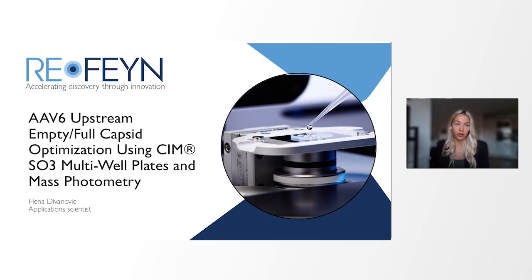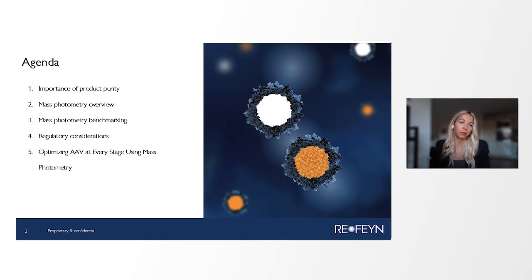I'm Henna, application scientist from Refeyn, and today we'll be talking about AAV6 upstream empty full capsid optimization using CIM SO3 multi-well plates and mass photometry. I will explain the importance of product purity and then go into a mass photometry review. What is mass photometry and how does it compare to the other methods? What are regulatory considerations in this process? And how can you use mass photometry to optimize AAV production at every stage?